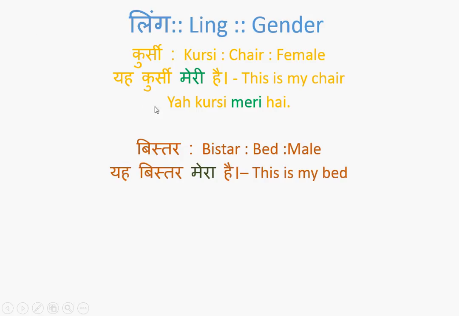Just like how we said, यह कुर्सी मेरी है. Now, for Bistar, it being a male, we will have to say, यह बिस्तर मेरा है. Kursi was a female, so मेरी है. Bistar, bed, is a male, so यह बिस्तर मेरा है. A ending. For a male gender, A ending मेरा, तेरा, तुम्हारा, बड़ा. And for female, feminine, it will be E ending, मेरी, तुम्हारी, बड़ी. Yes?